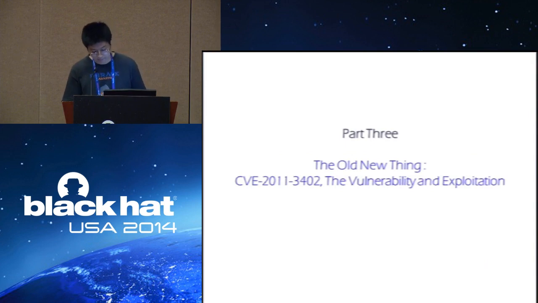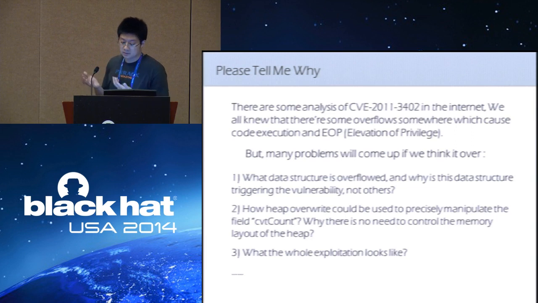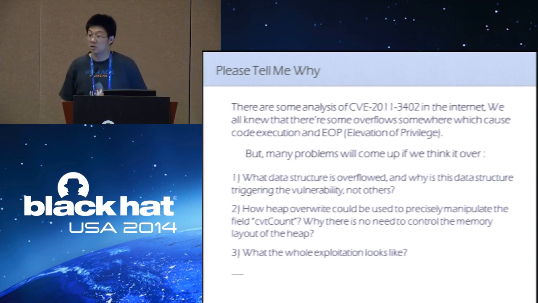Next part, I'm going to talk about the old vulnerability, CVE-2011-3402, and its classical exploiting techniques. There are some analyses of this vulnerability on the internet, and after going over all of them, you will find most of them just tell us there are some overflows somewhere that cause code execution and elevation of privileges, EOP. What I did was bring some more questions with answers. For example, what data structure is overflowed, and why is this data structure triggering the vulnerability, not others?